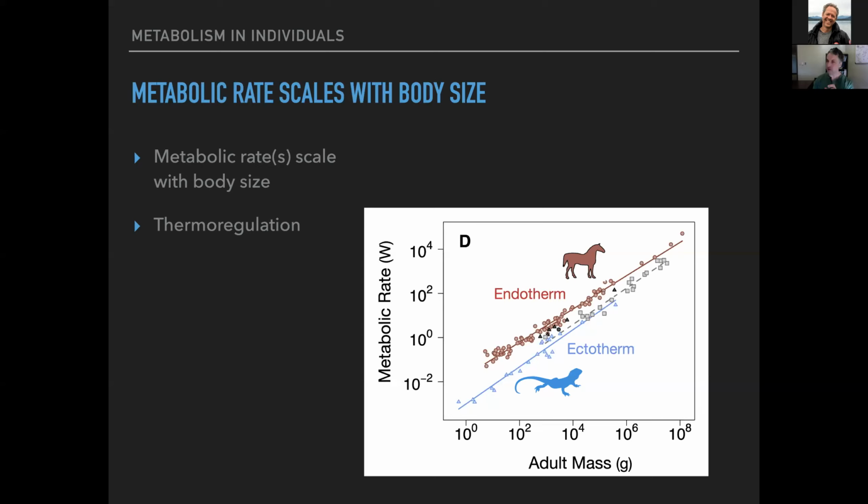But then for a given body size, there's a lot of biologically significant meaning to the variation in metabolic rate. For instance, if we are studying vertebrates, there's about a 5 to 100-fold difference in the metabolic rate of things like lizards and fish versus warm-blooded animals like mammals and birds. These warm-blooded endotherms and cold-blooded ectotherms have very different ways of living, and this is reflected in their metabolic rate.